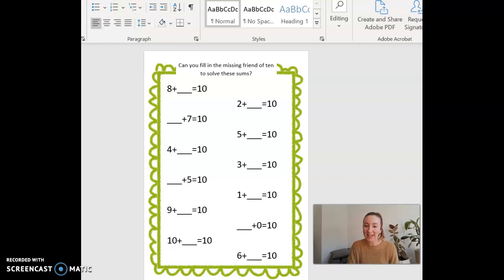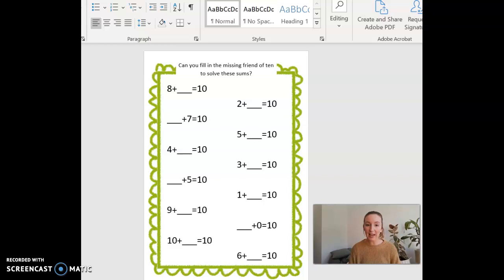As a warm-up today, I want you to grab a pack of cards and flip a card over and try and think of its friend of 10 as quickly as you can. Just take out the queen and the jack and the king, or you could use one of those as a 0 because we know 0 and 10 are friends of 10. So that is your warm-up for today.